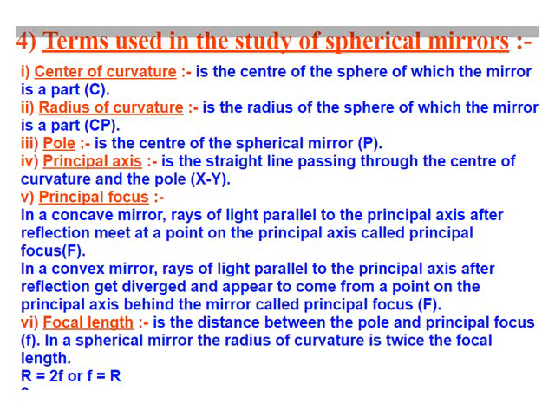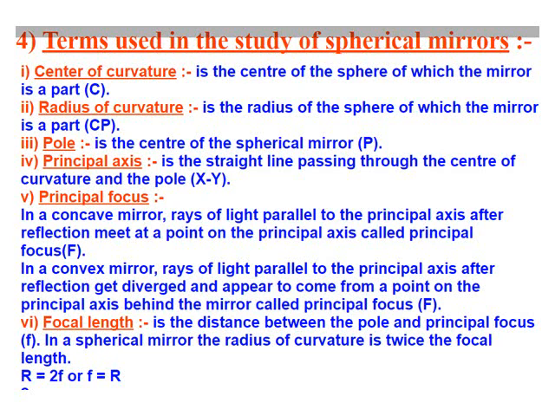Principal focus. In the concave mirror, rays of light parallel to the principal axis meet at a point on the principal axis after reflection, which is called the principal focus. In the convex mirror, rays of light parallel to the principal axis get diverged after reflection and appear to come from a point on the principal axis behind the mirror, which is called the principal focus.